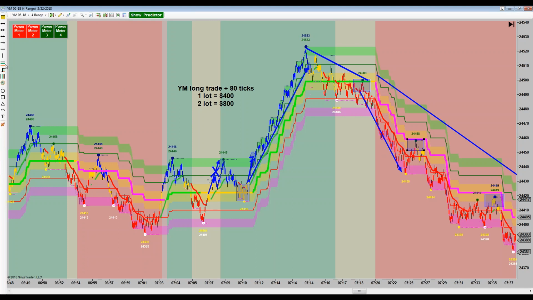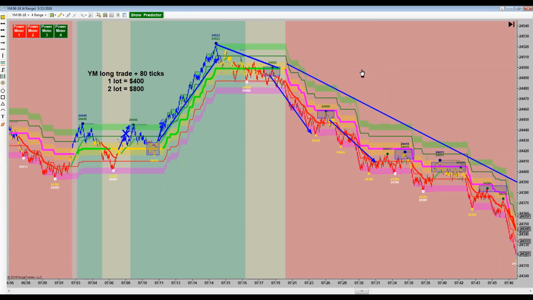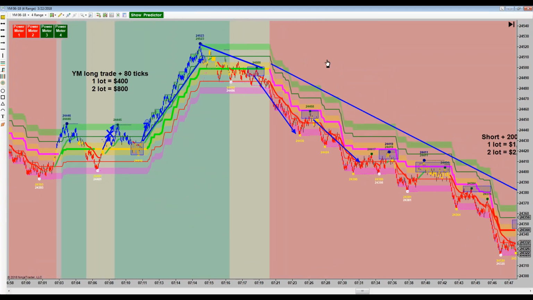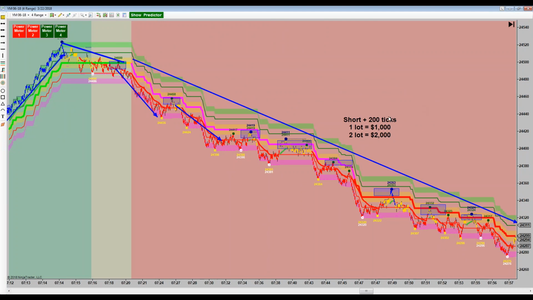Now, you got in right here. Like I said, depending on the tightness and looseness of your stops, you could have been punctuated into several trades and caught probably about 150 to 160 of the 200 tick move.